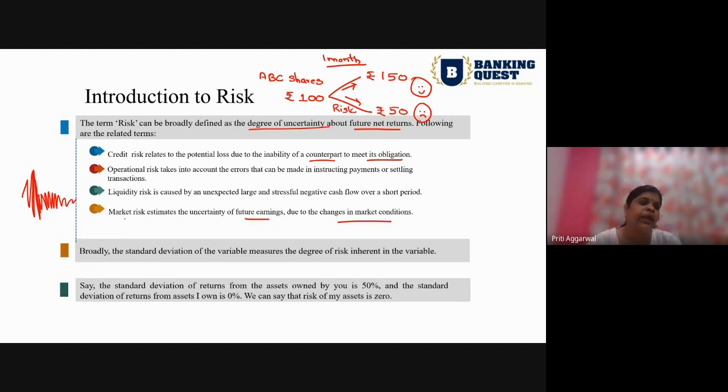We are well aware that there is a lot of volatility that prevails in the markets. The standard deviation of a variable measures the degree of risk inherent in the variable. So our variable here is the share price.